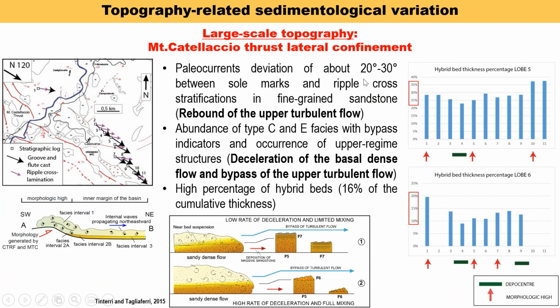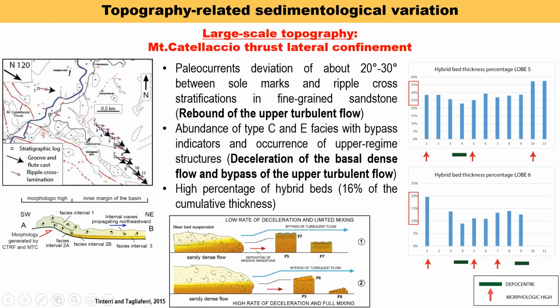Yes, thank you. The other sedimentological evidence shown to you tells us something about how the flow behaved in correspondence of the surrounding topography. In particular, the lateral confinement operated by the Monte Castellaccio Thrust is highlighted by the paleocurrent deviation of about 20-30 degrees between sole marks, represented here by the black arrows, and the ripple cross-stratification represented by the purple arrows.